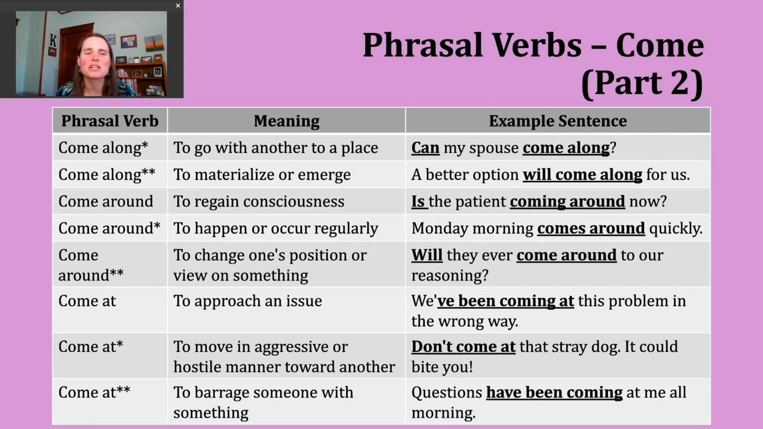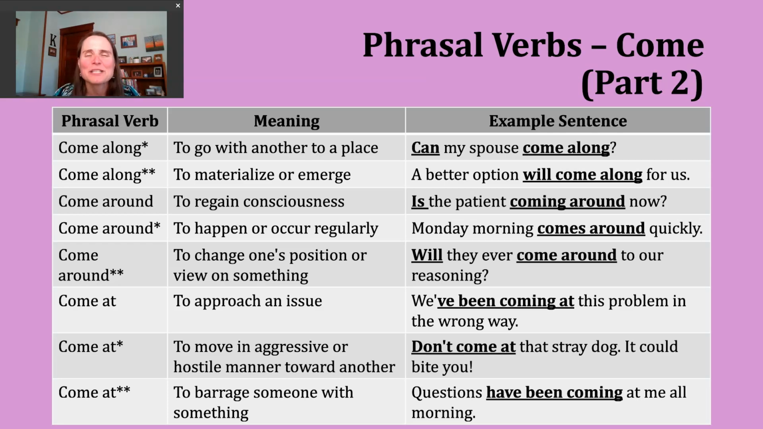Another way to use this phrasal verb means to go with another person to a particular place. Here is an example and a question: can my spouse come along? Here it might be asking for permission for, in my case, my husband to join us. A third way to use the verb come along means to materialize or emerge. Here is an example of that: a better option will come along for us, right? So it kind of means like it's going to pop up. It's going to be presented to us. That's another simple future sentence.